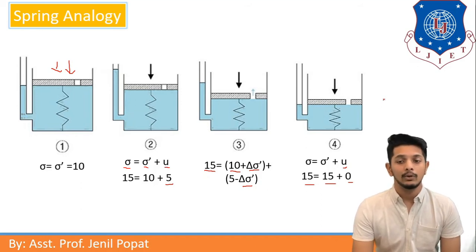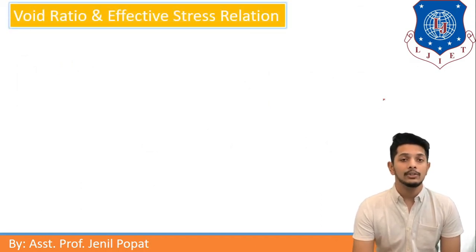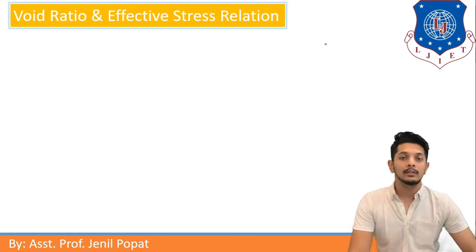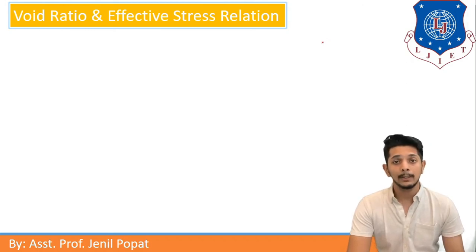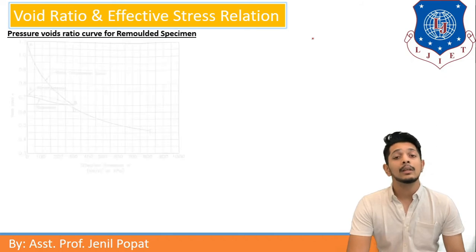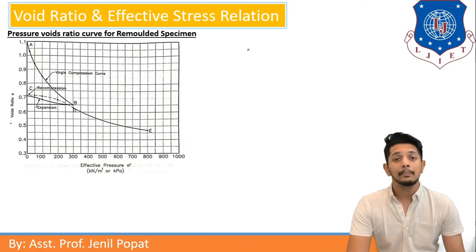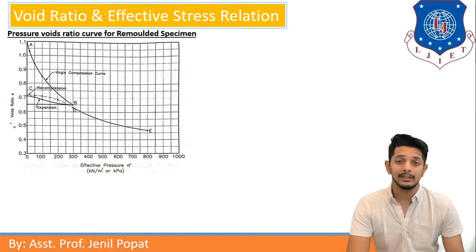Let us move forward to void ratio and effective stress relation. Consolidation test is performed with a device called the consolidometer. Now, if a remolded clay specimen is tested in a consolidometer, the results can show the relationship between void ratio and effective stress. This graph will help us to understand that relationship.